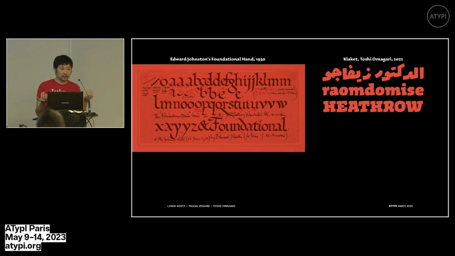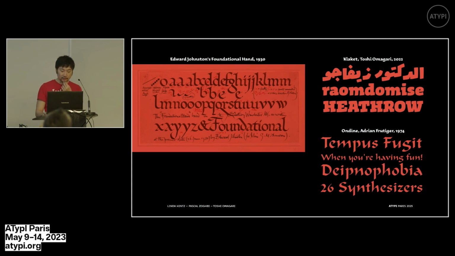So what is the Latin equivalent of that? In my mind, that was a humanistic hand, for example Johnston's foundational hand. So I wanted to hit a similar kind of notion, not just visual, but a similar kind of impression. And on the typeface front, I've looked at calligraphic typefaces like Adrian Frutiger's Ondine.